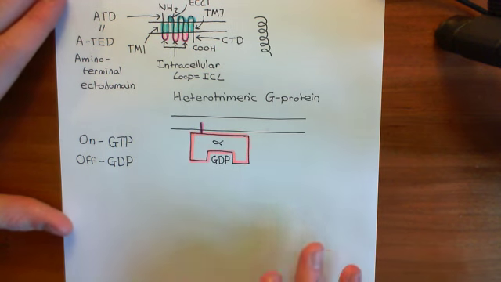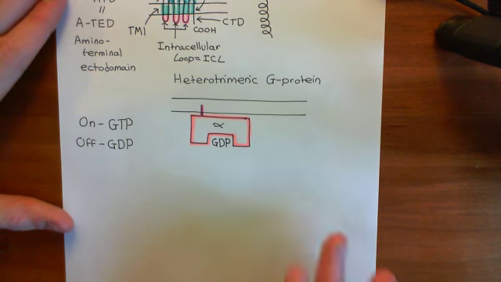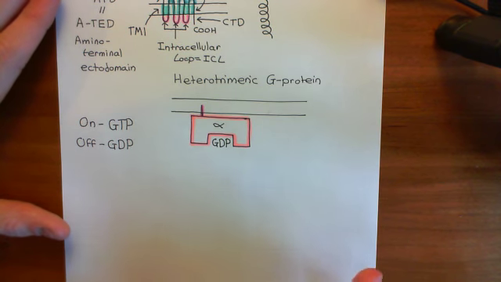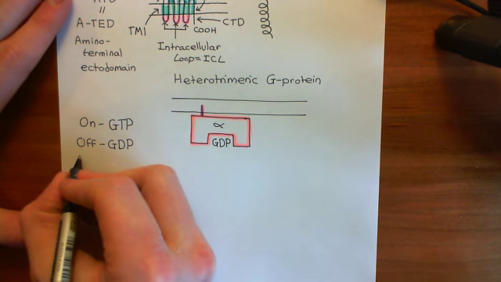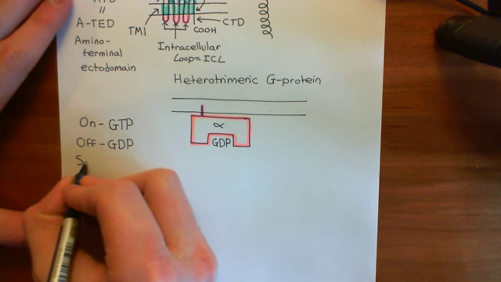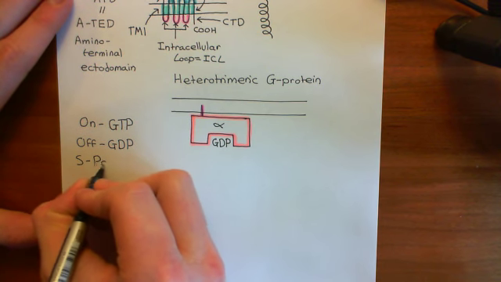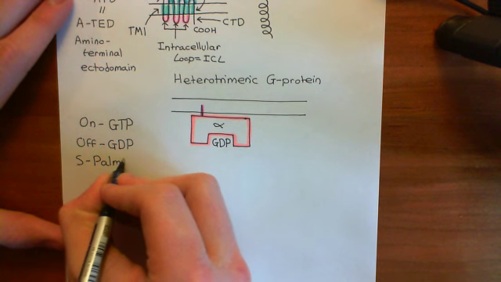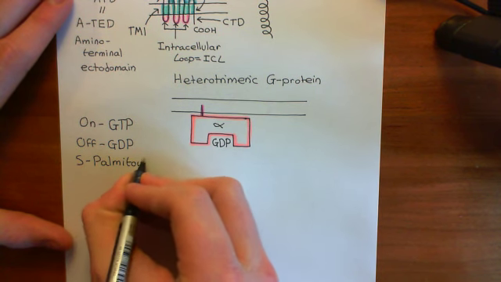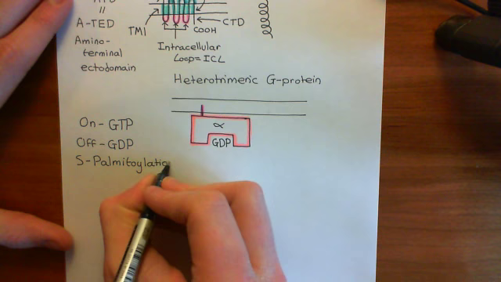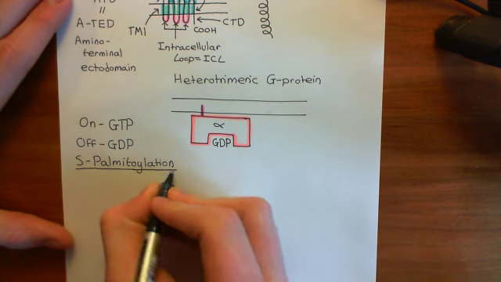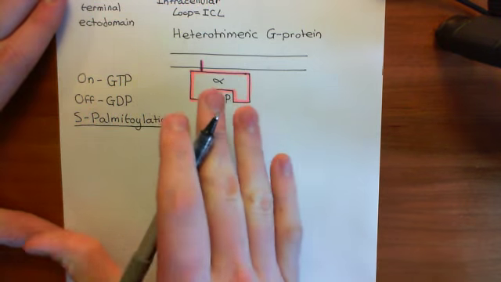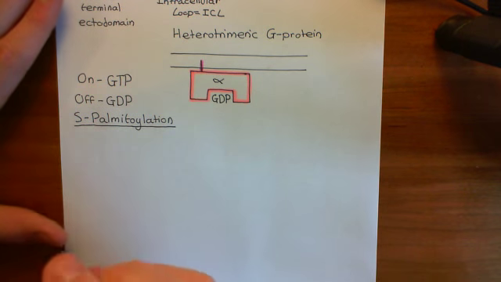these lipid moieties. So let me give you the main example of lipid moiety that is going to be attached to alpha subunits of heterotrimeric G-proteins. Okay, so the main way that you attach a lipid moiety onto these alpha subunits of heterotrimeric G-proteins is a process known as S-palmitoylation. Okay, and this involves sticking palmitic acid molecules onto sulfur atoms within the alpha subunit's polypeptide.